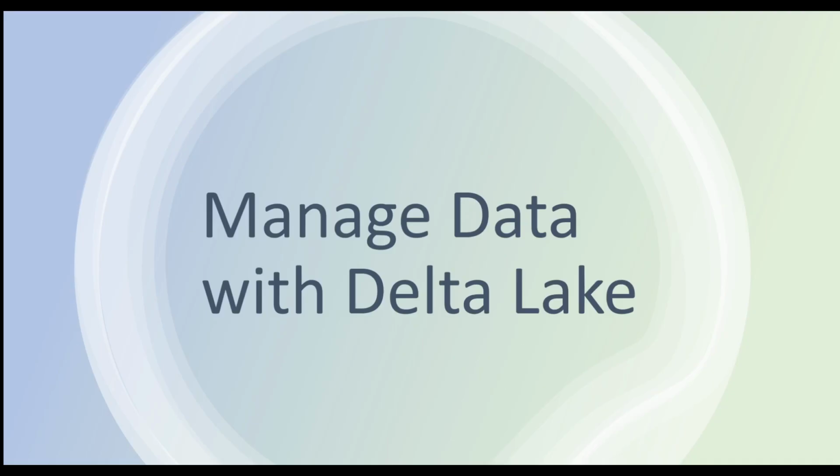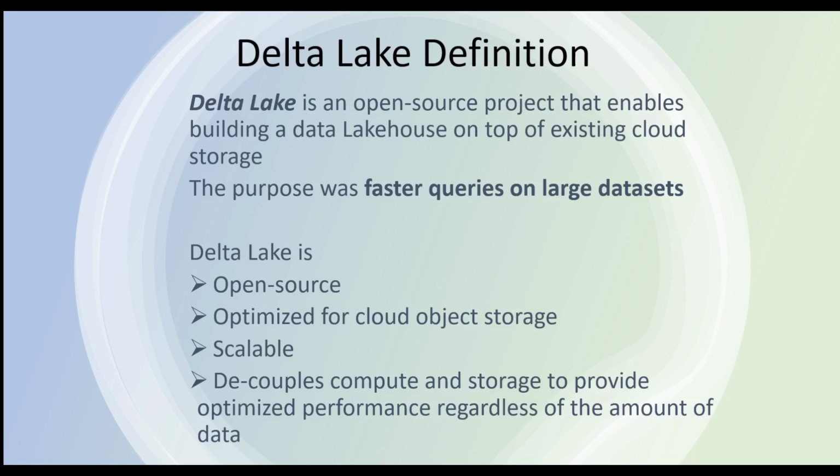Manage data with Delta Lake. Delta Lake is an open source project that enables building a data lakehouse on top of existing cloud storage. The purpose was faster queries on large datasets. The key features of Delta Lake are that it's open source, it is optimized for cloud object storage, it is scalable, and it couples compute and storage to provide optimized performance regardless of the amount of data.